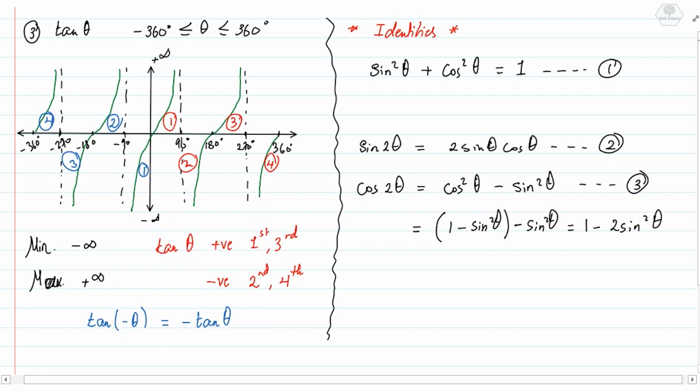Or we can change the sine squared theta. So this is equal to cosine squared theta minus the sine squared theta, where sine squared theta is 1 minus cosine squared theta. So if I expand the bracket, it gives me 2 cosine squared theta minus 1. These are the identities that we have to know.